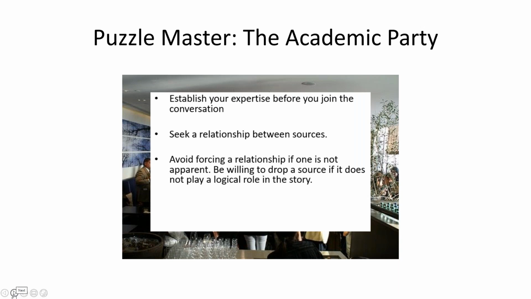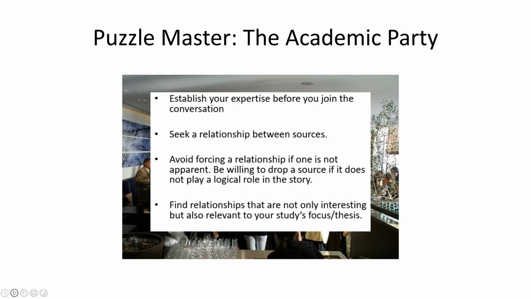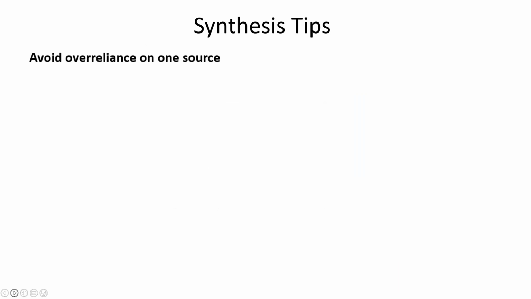You also have to be willing to say, hey, that group over there having a separate conversation maybe doesn't play a role in my logical development of my story. You have to have a good rationale for not including that, but understand that it's okay to not include information if it doesn't fit in. So you're finding relationships that are interesting, but they're relevant to your study, your focus. Remember, you're persuading us of something very specific.